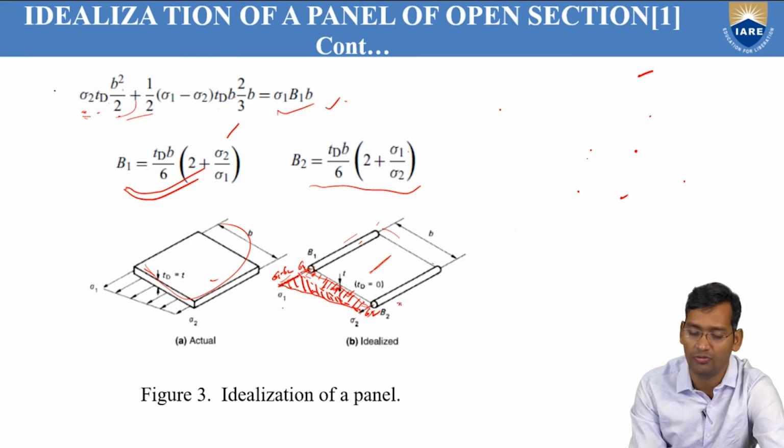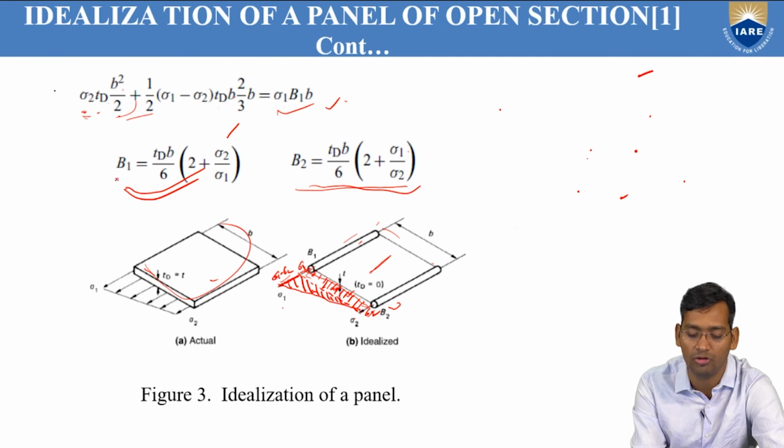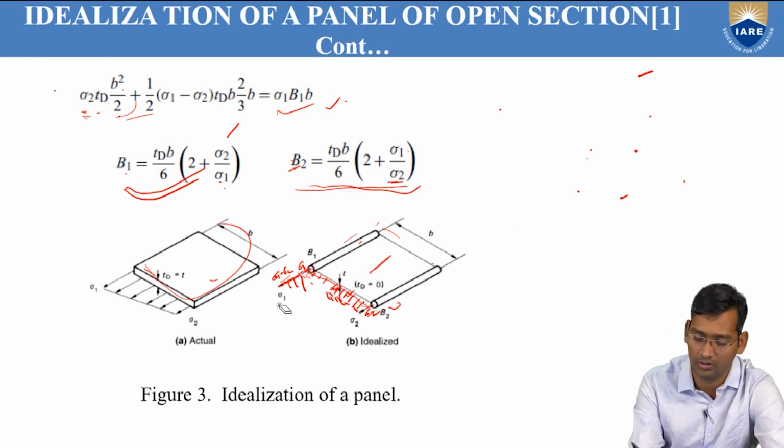Similarly, you can take moment from the other side, and another equation will be there in terms of B2. Then you will get the value of B2 like this. What you have to remember is that everything will be the same; only for B1, sigma 2 will be in the numerator and sigma 1 in the denominator. Whatever you are finding, its sigma should be in the numerator. Here you are finding B2, so sigma 2 should be in the numerator.